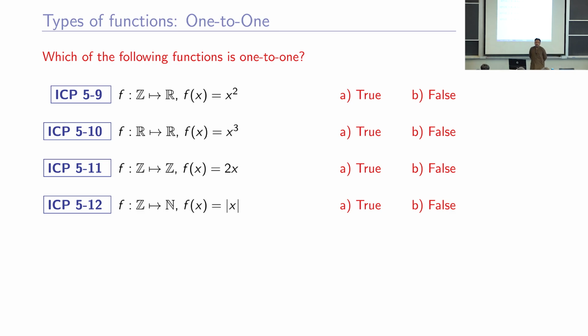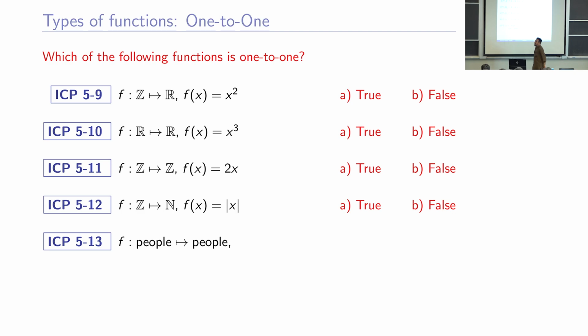So let's apply f to 1 and apply f to negative 1. What is f of 1? 1. The absolute value of 1 is 1. What is f of negative 1? The absolute value of negative 1 is 1. Now I have two numbers x1 and x2 which are unequal. 1 is not equal to negative 1. Yet f of x1 is equal to f of x2. Thus this function is not 1 to 1.